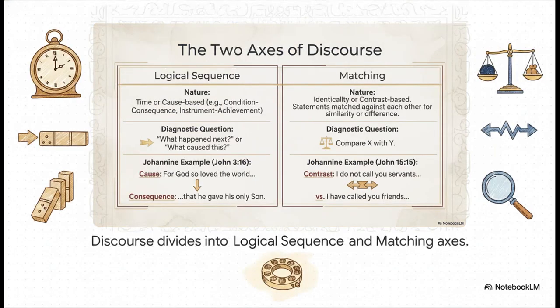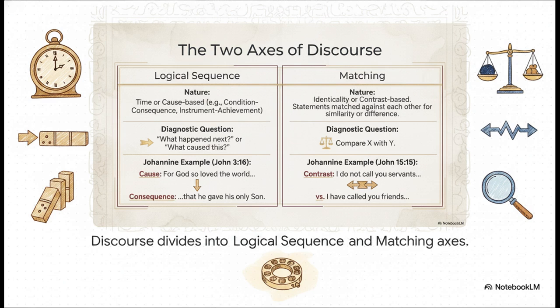So the really crucial point here is that these clause relations don't just happen at random. Hoey argues they divide into two main axes, logical sequence and matching. Logical sequence deals with time or cause. You diagnose it by asking questions like what happened next or what caused this. For example, take John 3:16. Cause: God loved the world. Consequence: he gave his only son, right?